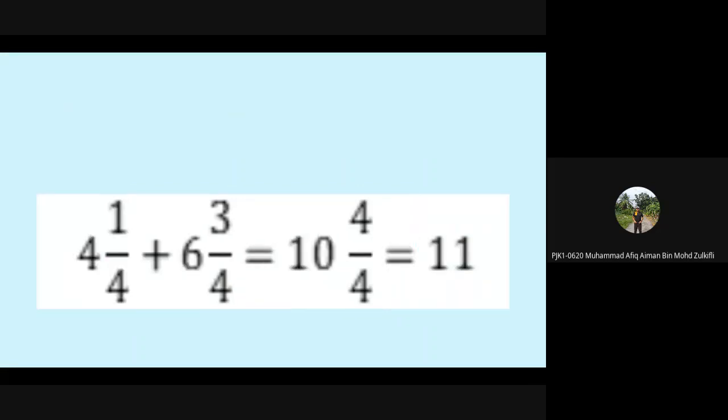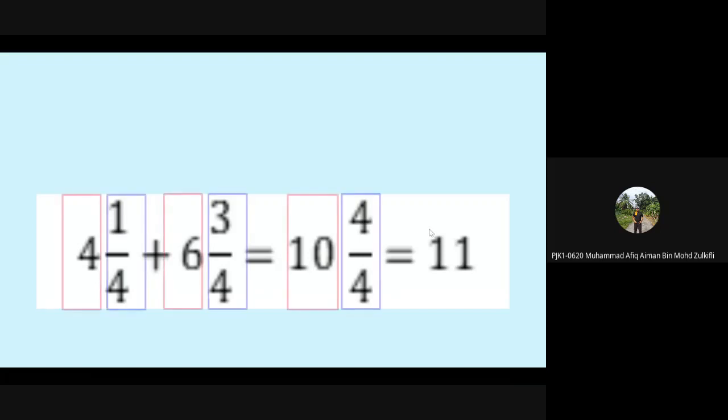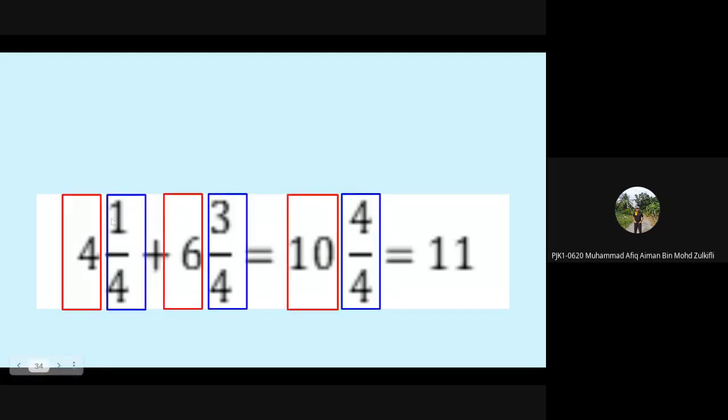So this is the example for the same denominator. Okay, so we can see here the equation is 4 1/4 plus 6 3/4. So how can we get 10 4/4 and 11? First thing, we have to add the whole number and the fraction.